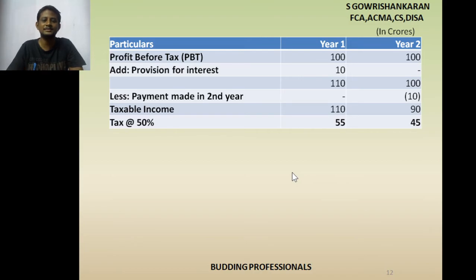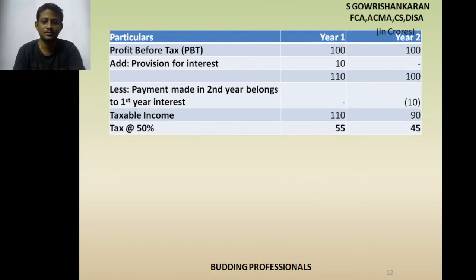Then what happened? Less payment made in second year. This payment made in second year belongs to first year interest. That is what I have not paid in my first year, I paid in second year. That is 10 crore, correct? That 10 crore is an expense in second year only. That 10 crore is allowed as an expense in second year. Because of that reason, 100 minus extra 10 crore.